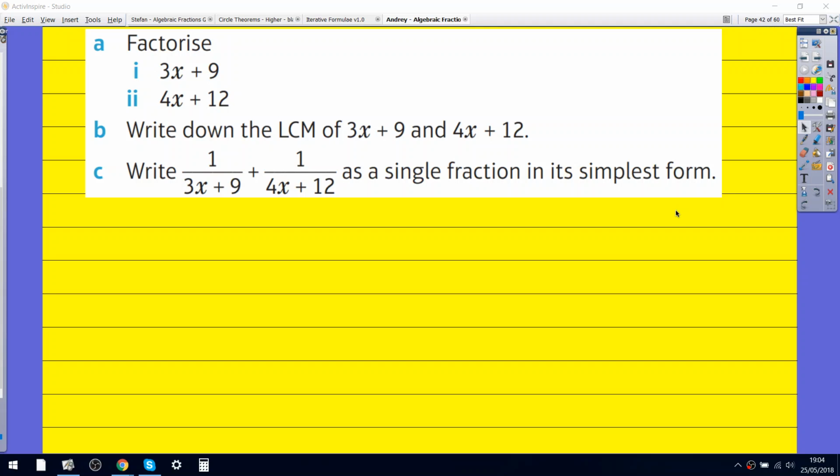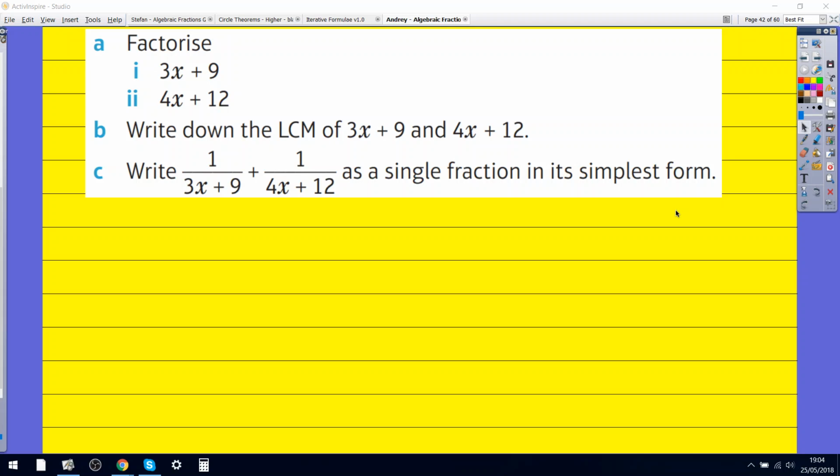So parts A and B are to help you do part C, but would you know how to do part C? Not have to get a common denominator. That's it. And any idea how to get a common denominator?